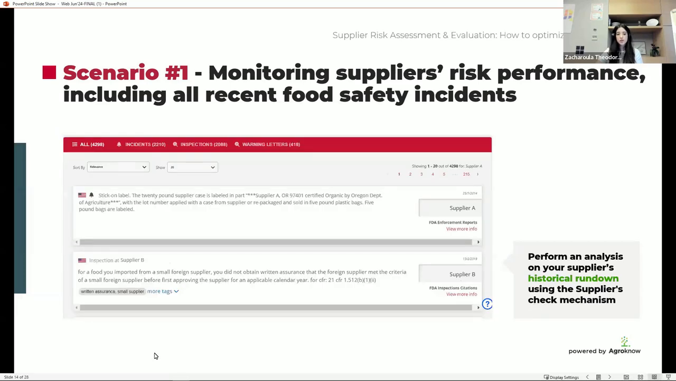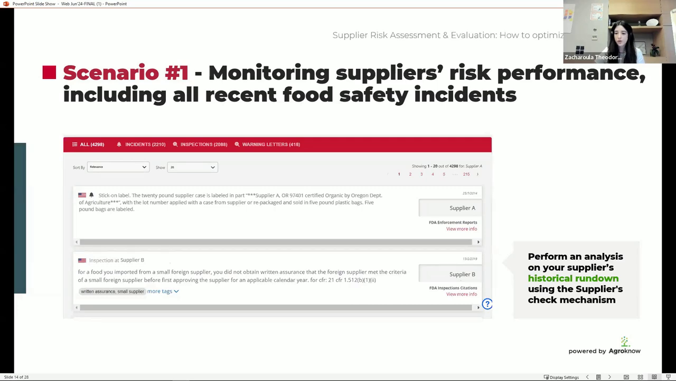So to assess your suppliers holistically, you need to look at their full food safety performance too. That's where the supplier check mechanism comes in, which gives you access to the full historical incident record for your suppliers. This data is invaluable for enhancing your supplier documentation and ensuring your partners continuously meet quality and safety standards.